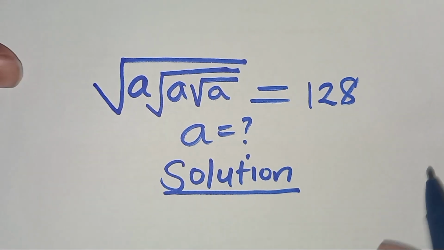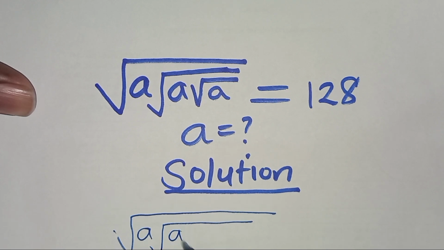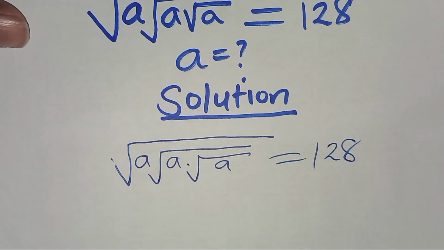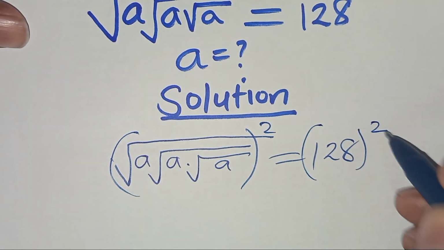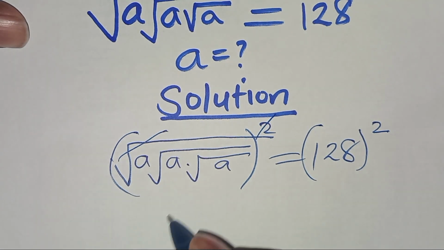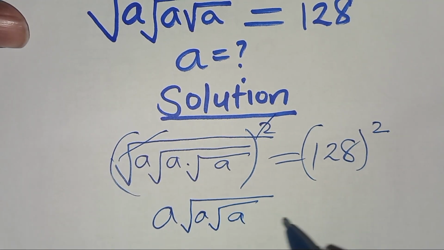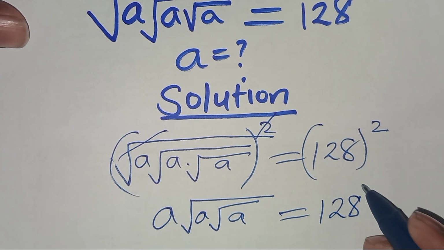Now the solution: the square root of a multiplying by square root of a multiplying by square root of a is equal to 128. The first thing to do here is to square both sides to eliminate the first square root sign. So now we'll have a multiplying by square root of a multiplying by square root of a, equal to 128 raised to power 2.